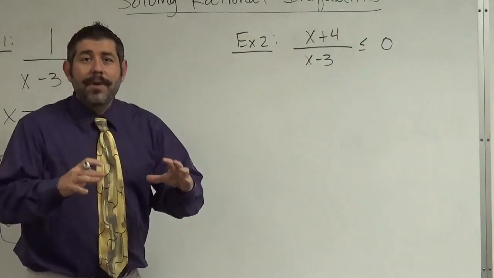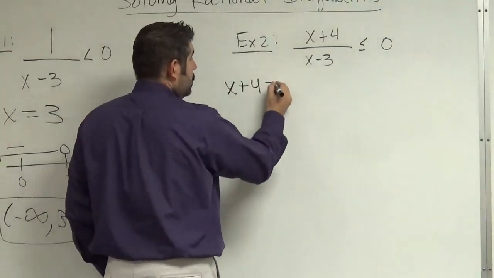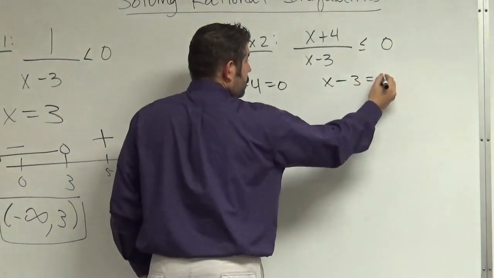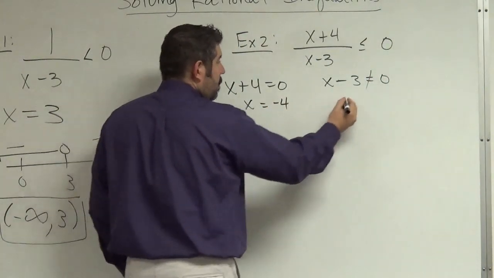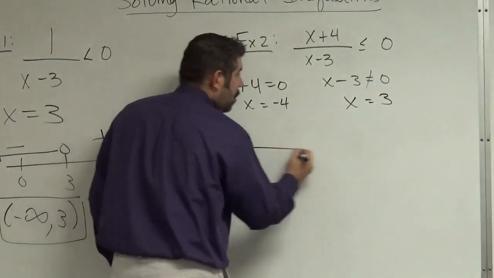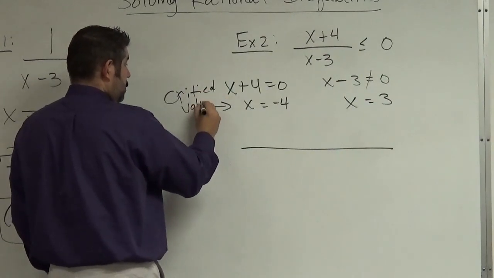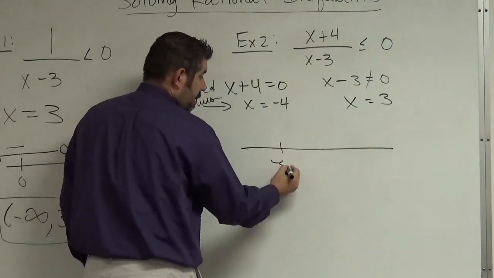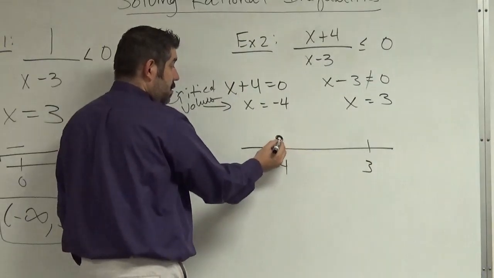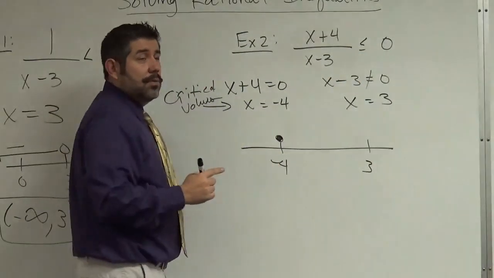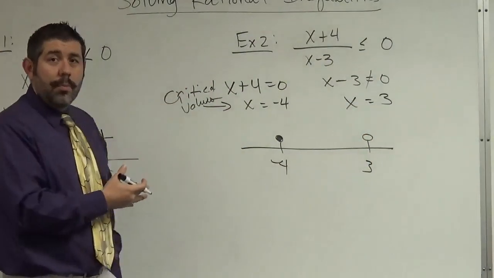Now we have to take both values, one that makes our numerator equal to 0 and one that makes our denominator equal to 0. So x plus 4 equal to 0 and our denominator equal to 0. Some teachers like to say it's not equal to 0. Negative 4 and 3. Those are our critical values. Now, this is a less than or equal to, so negative 4 is going to be a closed circle. Even though this is less than or equal to, the value 3 does not exist in our domain, so we're going to have an open circle there.